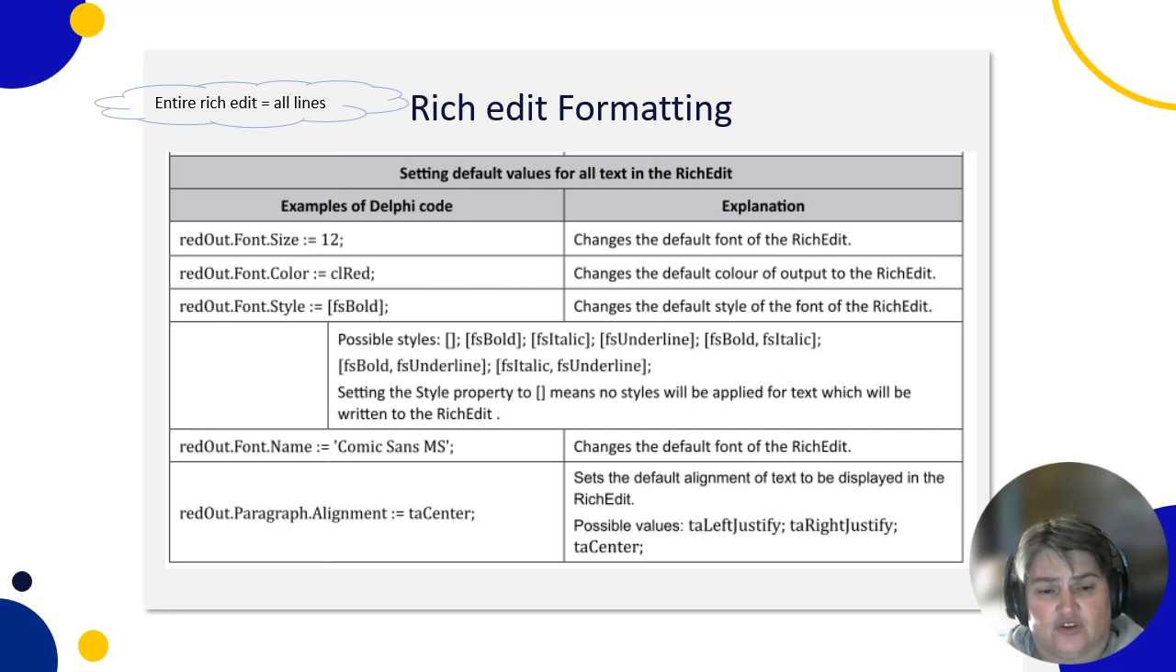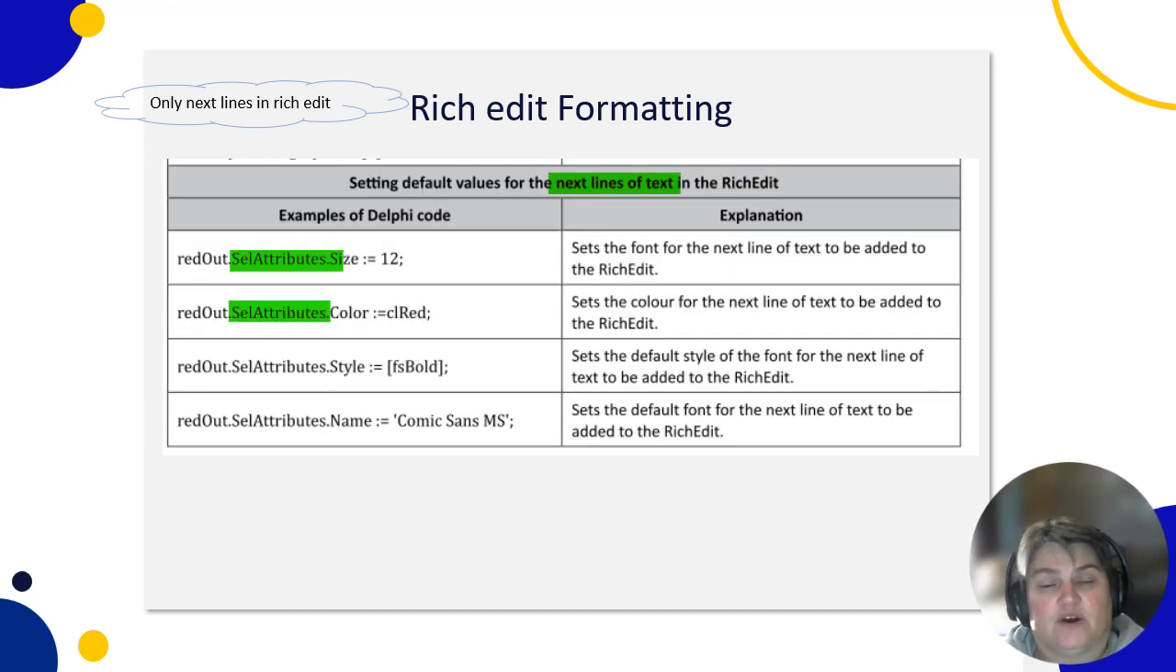Then font.name to set to a specific font, right? Like Comic Sans MS. All the font will be Comic Sans. And then paragraph.alignment. All right, so then taCenter will center align all the text in the paragraph. All right, so you can also have taLeftJustify for left align and taRightJustify for right align. But what if I don't want to format the whole rich edit out? So I don't want to format all the lines. I just want to format a specific line.